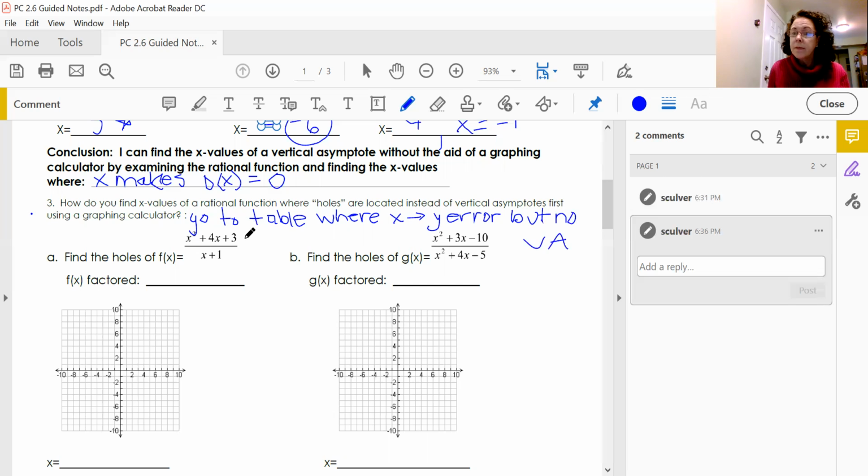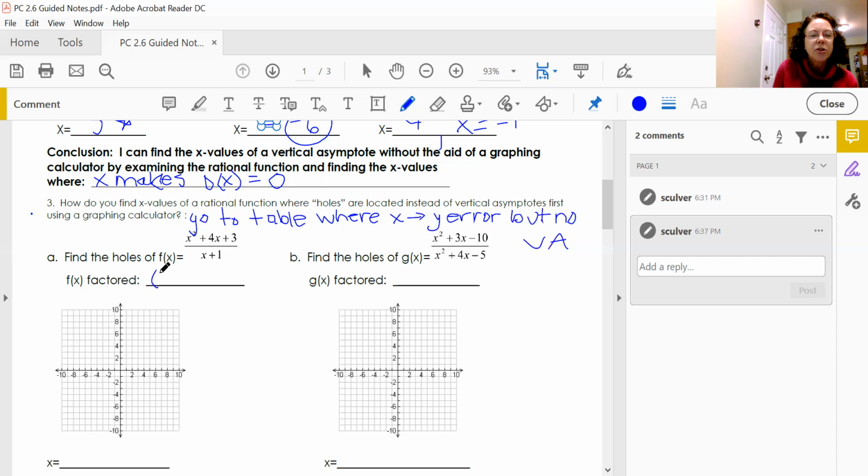So with holes, the same thing happens. You go to the table and you look for the x where the y has an error, but then you ask, okay, but is there a VA there, or is that a hole? And that's what we're talking about here. Now, 3a says find the holes of this expression. So what we're going to do is factor it, and that's going to help us.